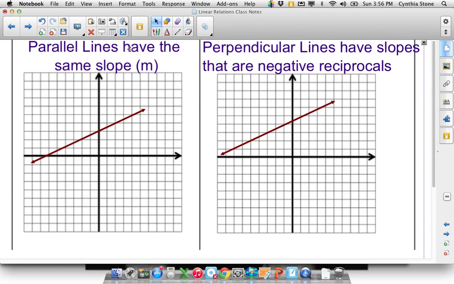So yeah, parallel lines have the same slope. Perpendicular lines have slopes that are what we call negative reciprocals. And I'll show you what I mean. You might want to pause and write down these graphs. Just notice, please, that each of these red lines has a slope of 1 up, 2 over. Okay? You should have a slope of 1 up, 2 over.